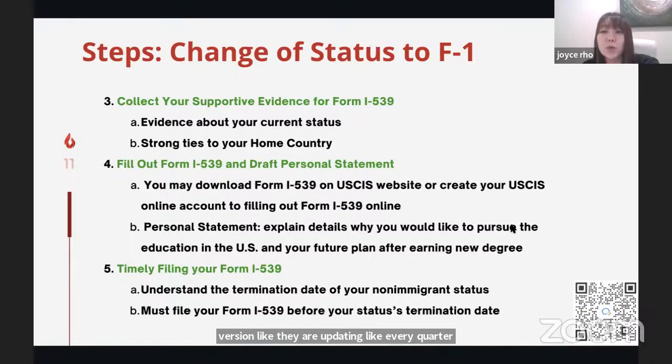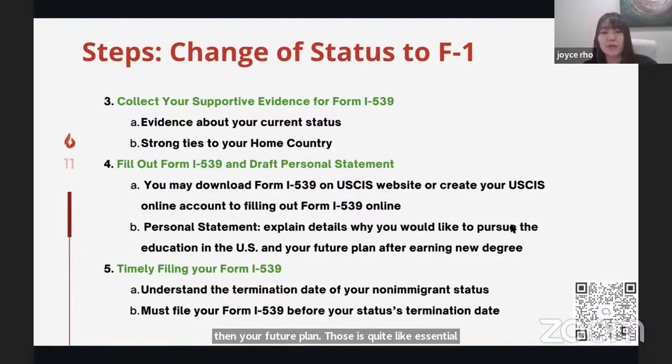Or if you want to do online filing, you can create your USCIS online account and then fill out the information, clicking through it one by one online. And for your personal statement, I recommend that you explain details like why you'd like to pursue education in the United States and what your future plan is after earning your new degree at a certain school. Those are quite important pieces of information you have to state. So think about a good story about your background and your future plan. That is quite an essential step.